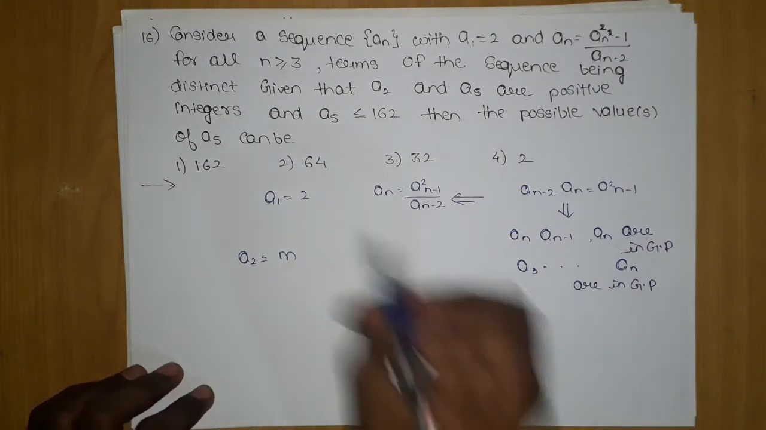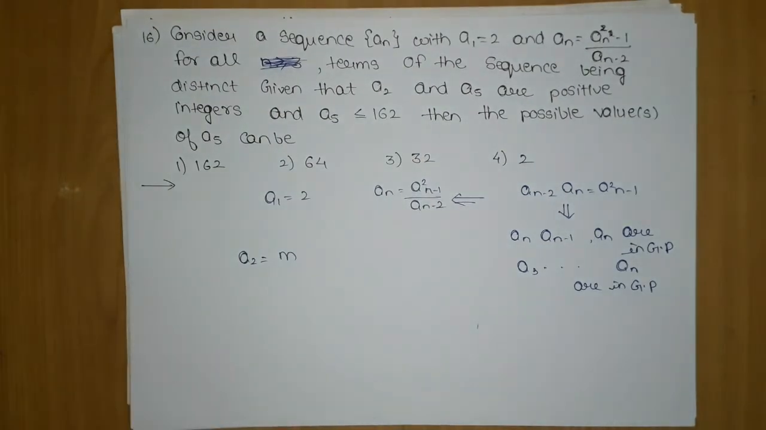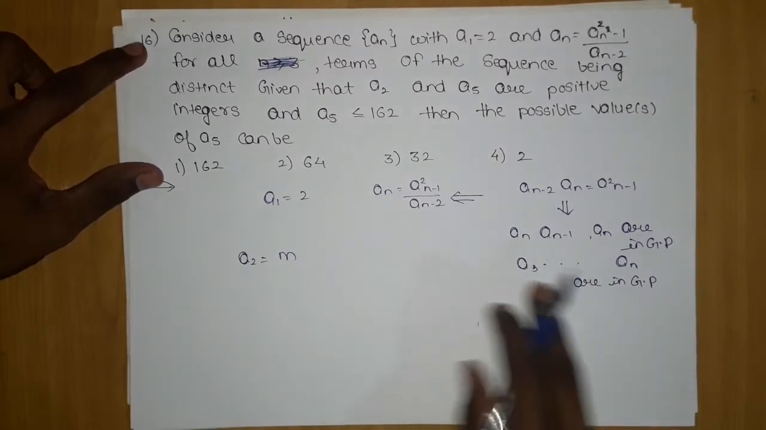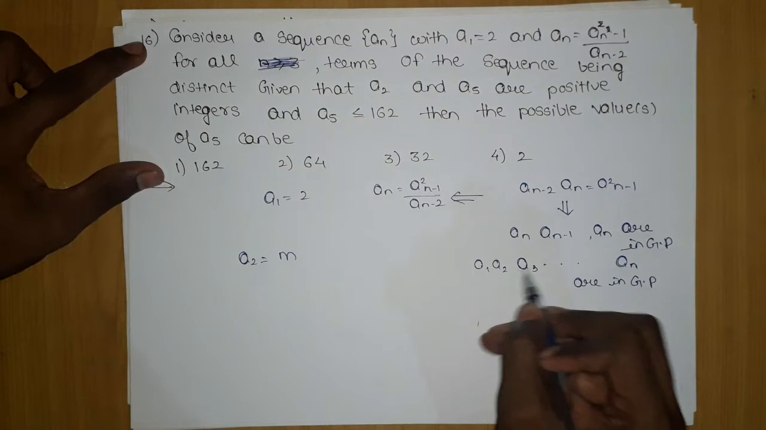Okay, there is an error in the question. This condition should not be there, then only this will be true. Otherwise this question will be wrong. If this condition is not there, it will be true for all the terms, so a1, a2 are all in GP.